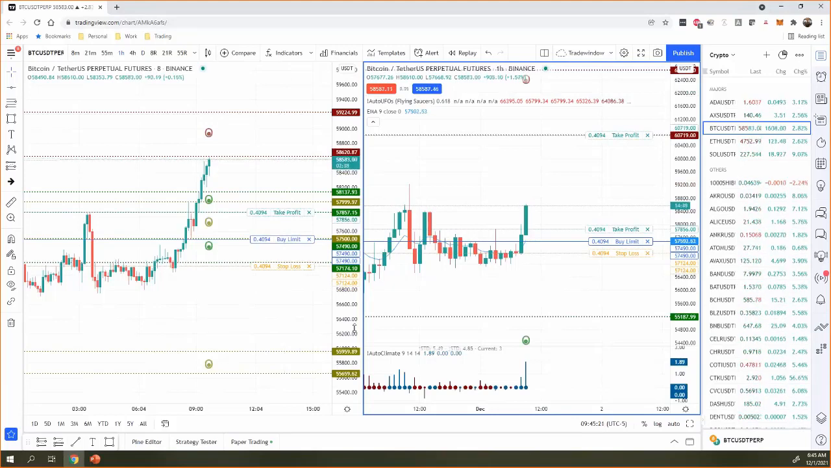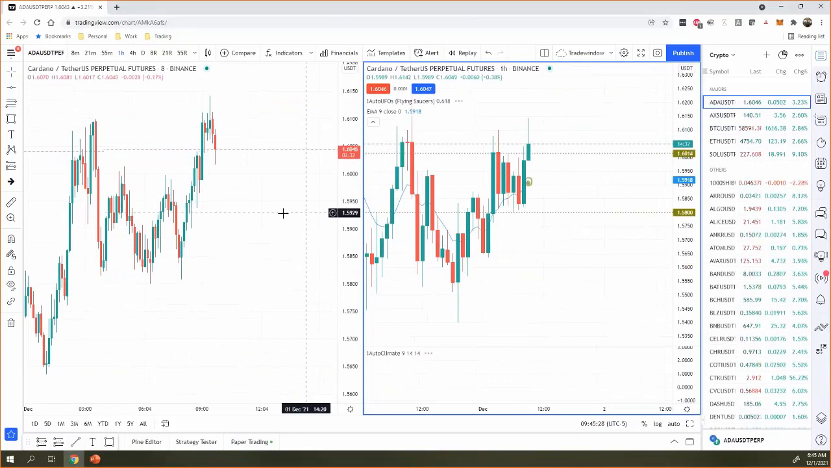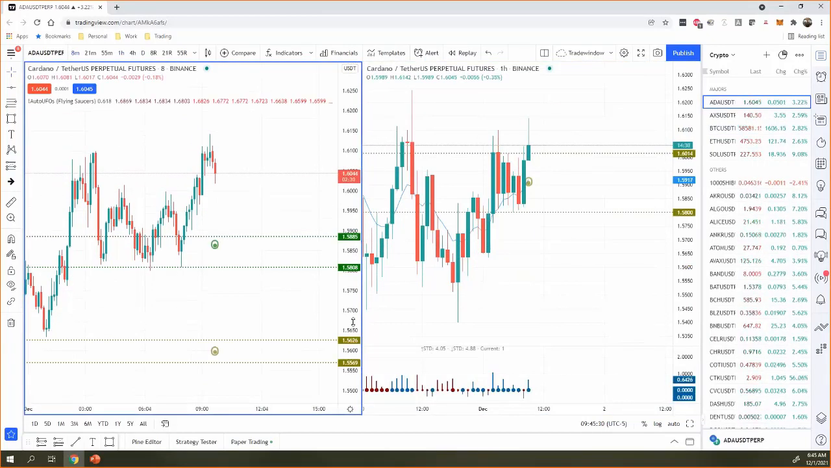All right. I think that's that for this one. I just want to see how the rest of it goes. As I said, I am long on a couple of these. Very glad personally that ADA is breaking above $1.60.